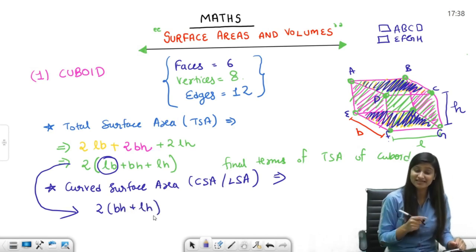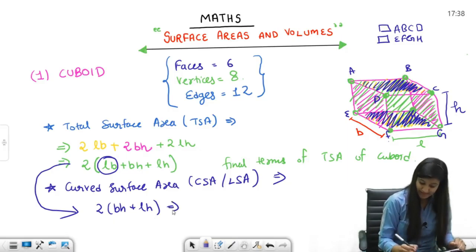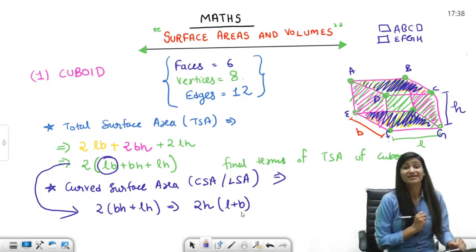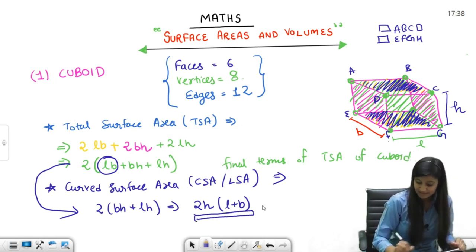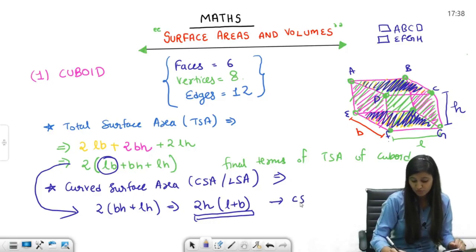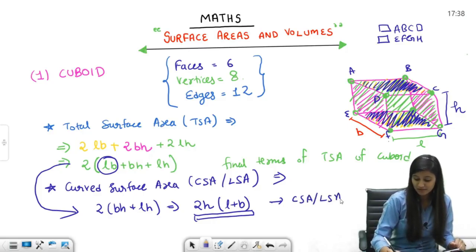What else can be taken as common? It will be H, right? So you will be left with 2 times height, bracket L plus B, right? This will be your curved surface area or lateral surface area of the cuboid.